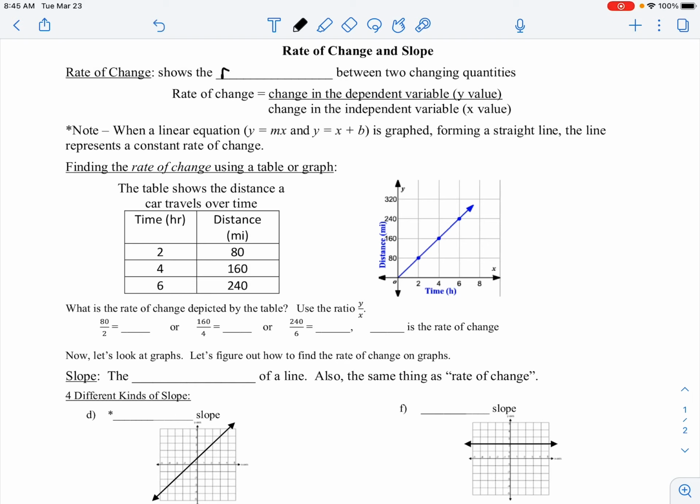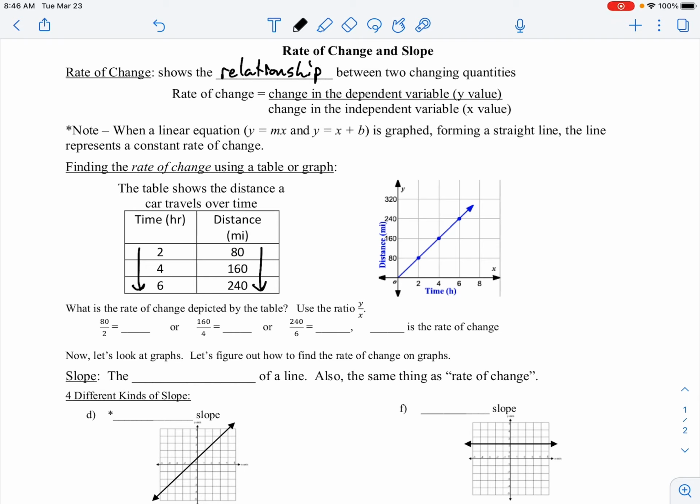So what a rate of change shows is the relationship between two changing quantities. And in our case, our changing quantities are x and y. So we can see in our table here how x is changing as we move, and then also how y is changing. So rate of change kind of tells us how they are behaving together. How is one affected by the other?